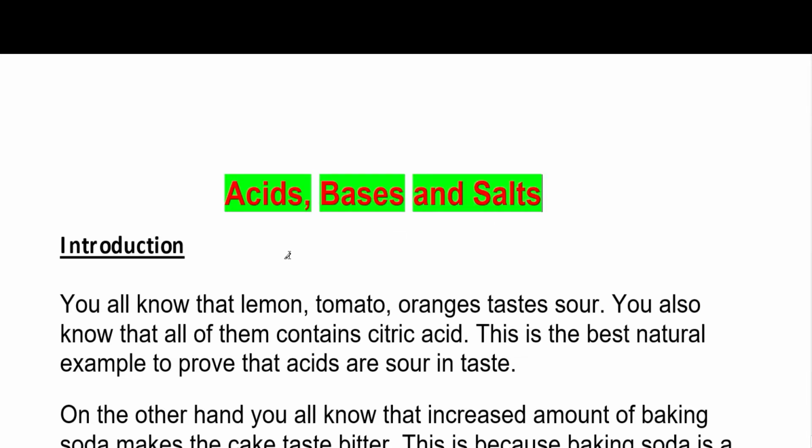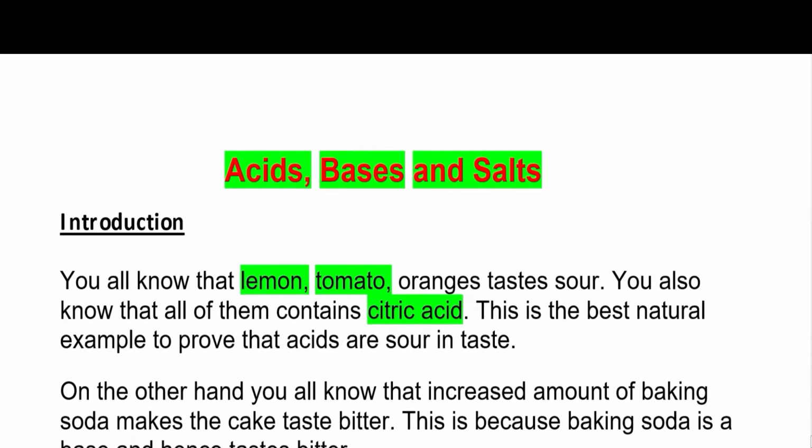The introduction part. You all know that lemon, citrus and oranges taste sour. You also know that all of them contain citric acid. Which acid is it? Citric acid. This is the best natural example to prove that acids are sour in taste.